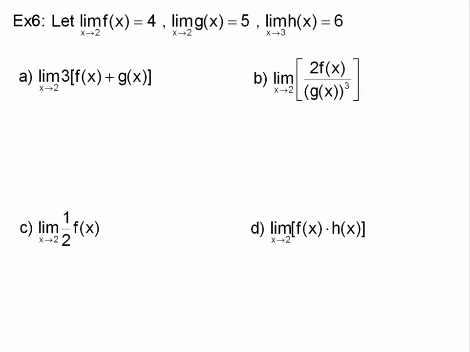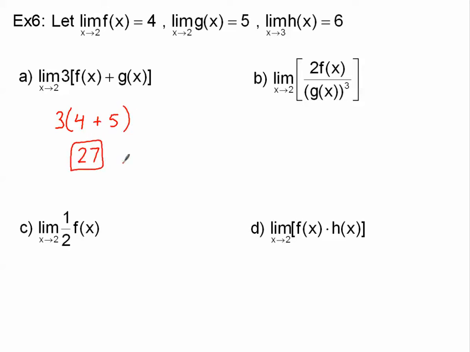Let's use them. So we've got that the limit as x approaches 2 of f of x is 4. The limit as x approaches 2 of g of x is 5. And the limit as x approaches 3 of h of x is 6. So we're given these three functions and we know what their limits are. What would the limit as x approaches 2 of 3 times the sum of these two functions be? Well, it's as simple as taking 3 times the limit of f of x, which is 4, plus the limit of g of x, which is 5, and we're finished. That is 27.